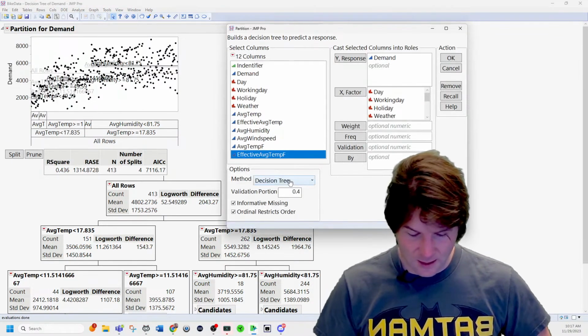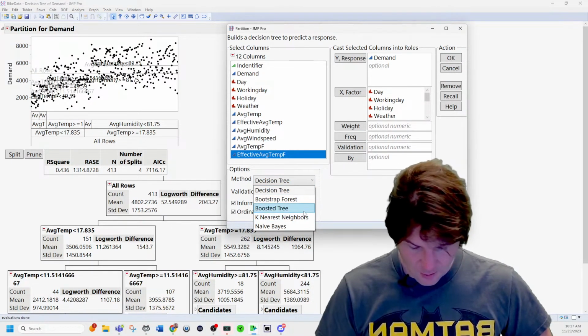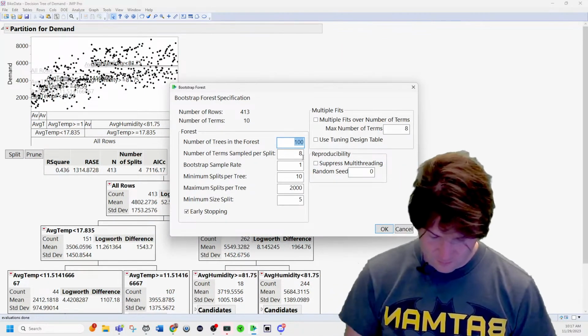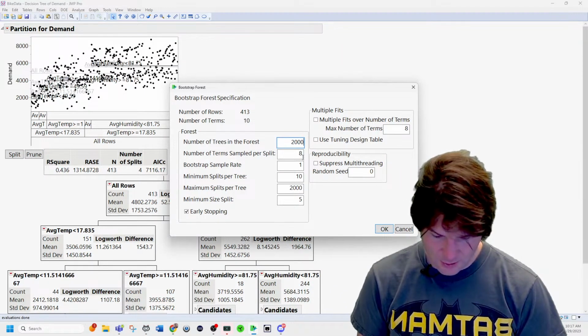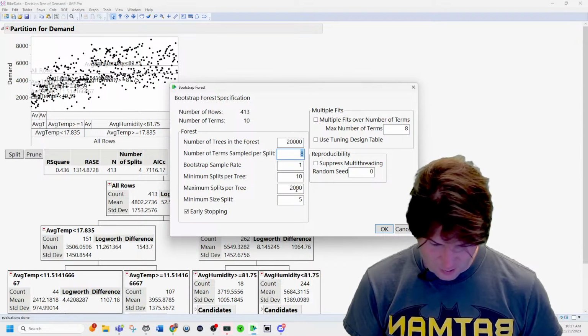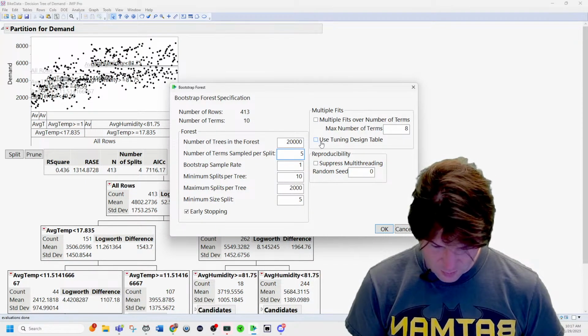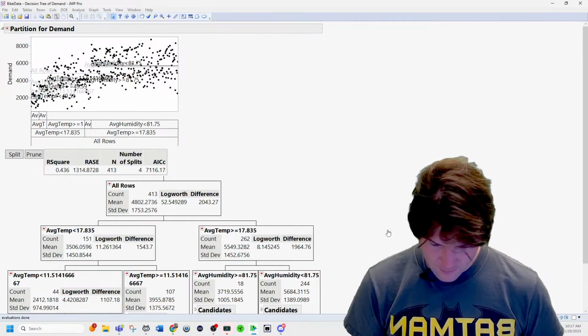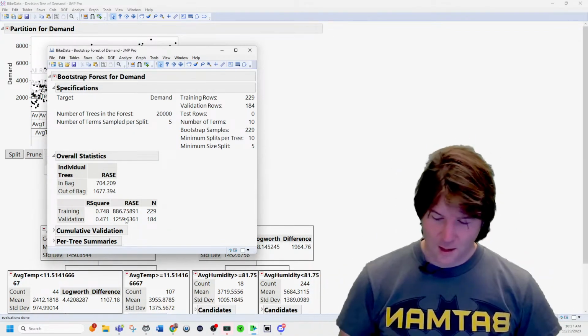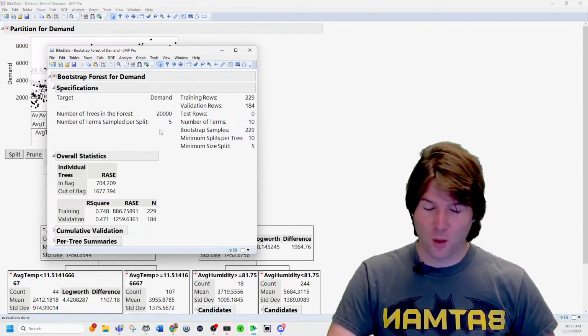So understanding the ideas would let me, hey, nearest neighbors, bootstrap forest. Let's go to 20,000 trees in the forest. That's the number of terms. I'm going to fewer terms. Is there a tune grid? There's a tune grid. Yeah, I mean, we're not seeing it on the holdout sample.